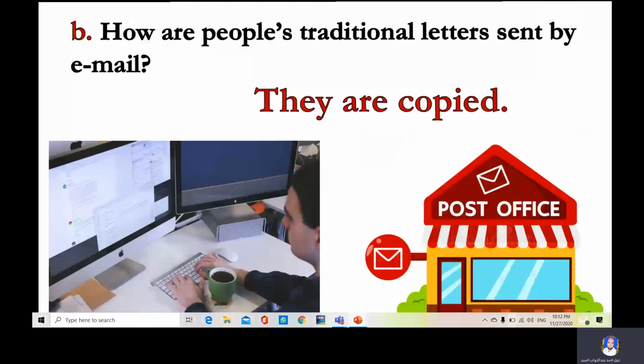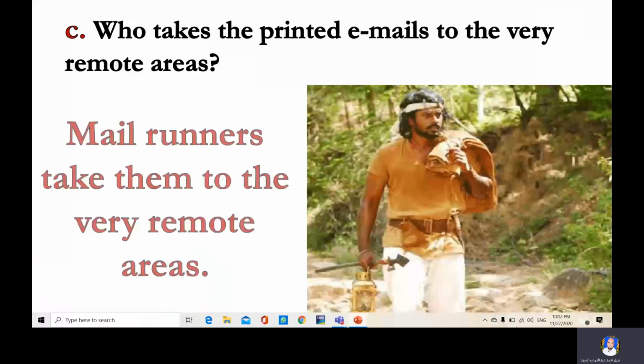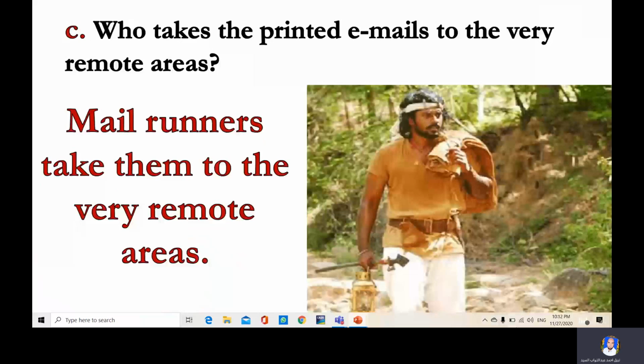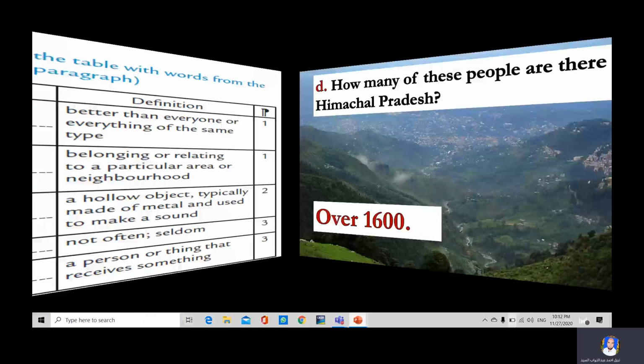Who takes the printed emails to the very remote areas? Look at this man. What's his job? He is a mail runner. Mail runners take them to the very remote areas. How many of these people are there in Himachal Pradesh? Over 1,600.